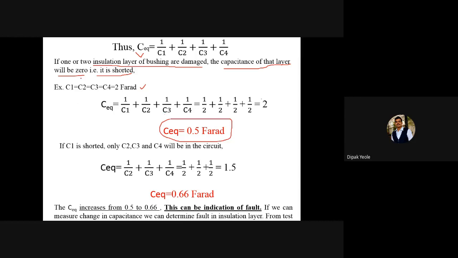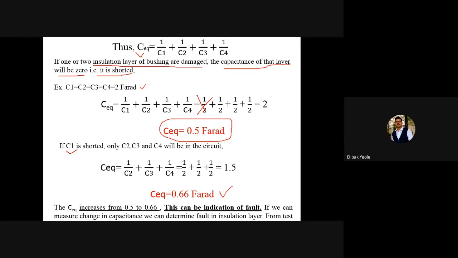Now let's say, because the insulation layer of the bushing is damaged, C1 is shorted. If C1 is shorted, then we do not consider this value because it becomes 0. Now what will be the new value of C equivalent? It becomes 1 half plus 1 half plus 1 half, which comes to 1.5, and the reciprocal of this is 0.66 farad.